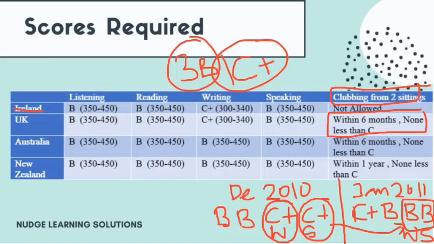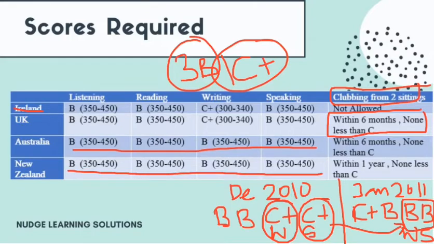In Australia, there is no provision for C plus. You need to get B in all the bands. Similar is the case in New Zealand. You need to get B bands, but both nations allow clubbing. So you can merge two different results, either within 6 months or within 1 month. You can merge the results and submit them to the body.